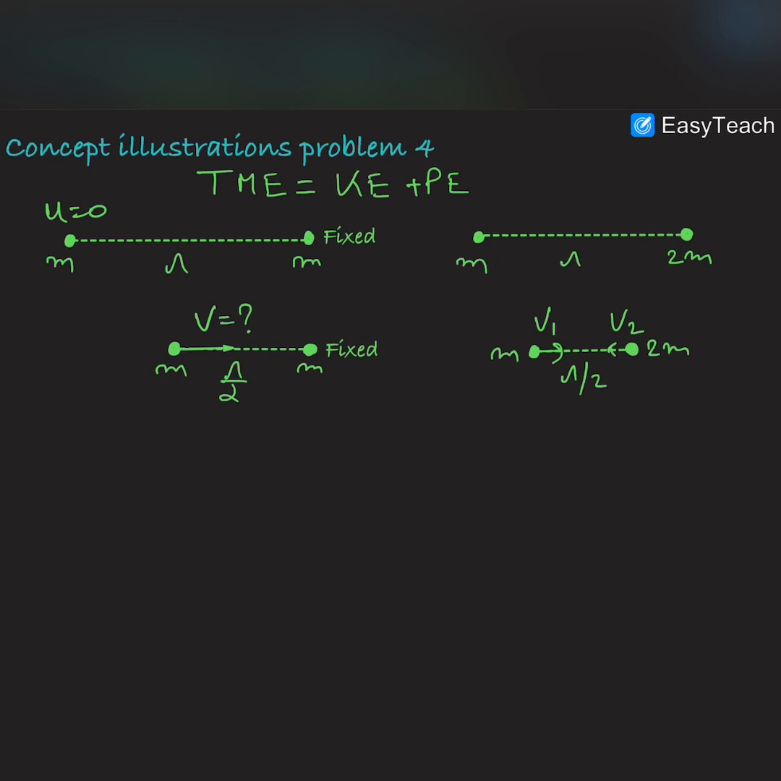Now you can see that in this initial case the kinetic energy of the system initially was 0, and the potential energy of the system was minus GM square by r.